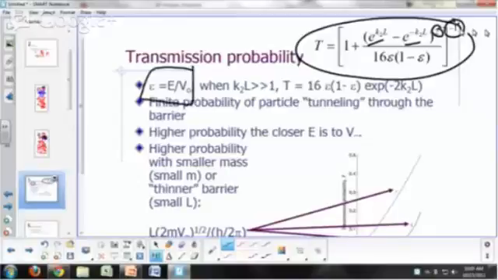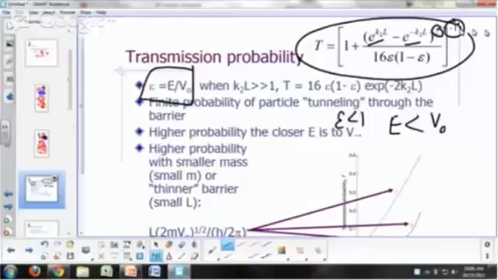Just be aware of the definitions here. Epsilon is defined as E over V naught. Remember, that means how the actual energy of your particle compares to the barrier. So if epsilon is less than 1, then you're saying that E is less than V naught.